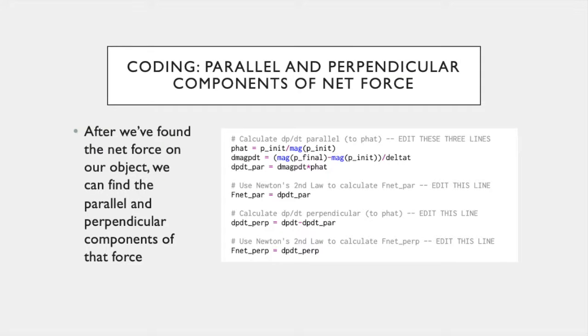Next, we will attempt to calculate the parallel and perpendicular components of our net force. The parallel component of our net force is the change in magnitude of our momentum of our object over the course of our time step. To find this, subtract the magnitude of our initial momentum from the magnitude of our final momentum and divide by delta t. After we find our parallel component, finding the perpendicular component becomes much easier. Because F net is equal to the sum of its parallel and perpendicular components, we can just subtract our parallel component from F net and find our perpendicular component.